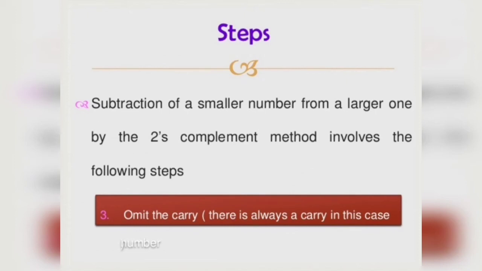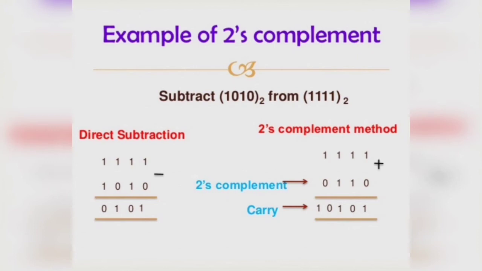Steps. Subtraction of a smaller number from a larger one by the 2's complement method involves the following steps. Omit the carry. There is always a carry in this case. Example of 2's complement: subtract 0101 from 1111.